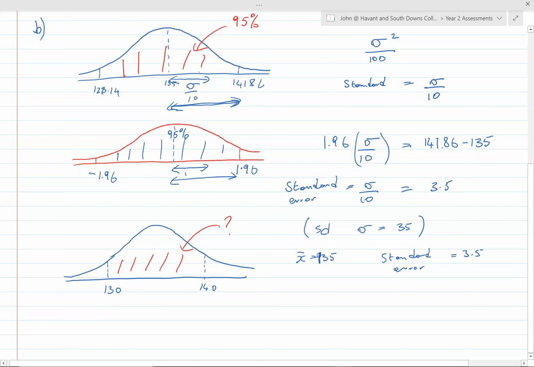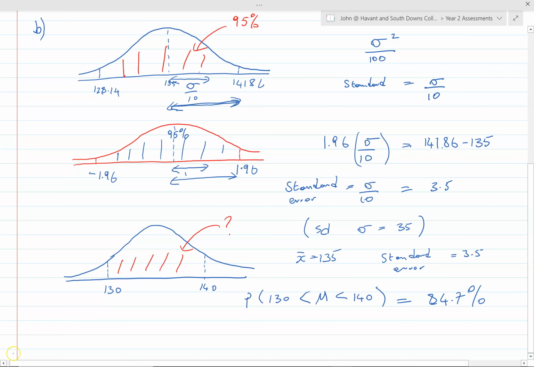Apologies, I just noticed I've written 35 there. It's obviously 135. Hopefully you picked that up. So we've got the probability that mu lies between 130 and 140 from the calculator is equal to 84.7%. That's our level of confidence. It will lie between those two from the original sample of 100.